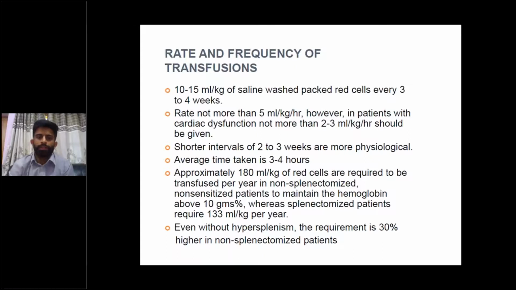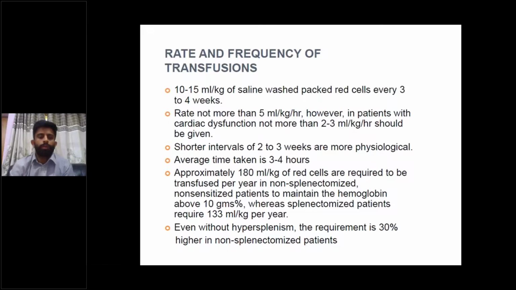However, in patients with cardiac dysfunction, not more than 2 to 3 ml per kg per hour should be given. So 2 to 3 ml per kg per hour means in a 5 kg child, I mean, you're going to have around 10 ml per hour. That's it. 10 to 15 ml per hour is the maximum that you should give in the presence of cardiac dysfunction. If it is around 5 ml per kg per hour, you can give up to 25 ml per hour.